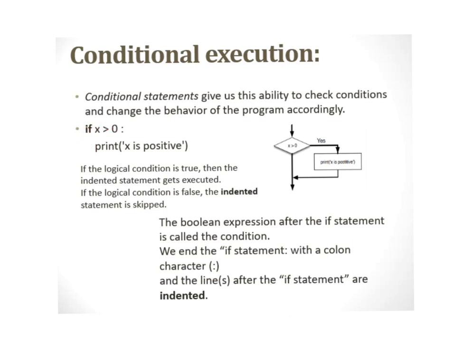Indentation is nothing but giving a space, so the line is skipped. So if x is greater than 0, you will print x is positive, of course, because it is greater than 0. And if it is less than 0, what shall be done? This will not be printed, that's it. Whatever statements you type below after the indentation will be executed only if this condition is satisfied. You can see the flowchart is given as: if x greater than 0, yes, print x is positive, else it will come out of the loop.